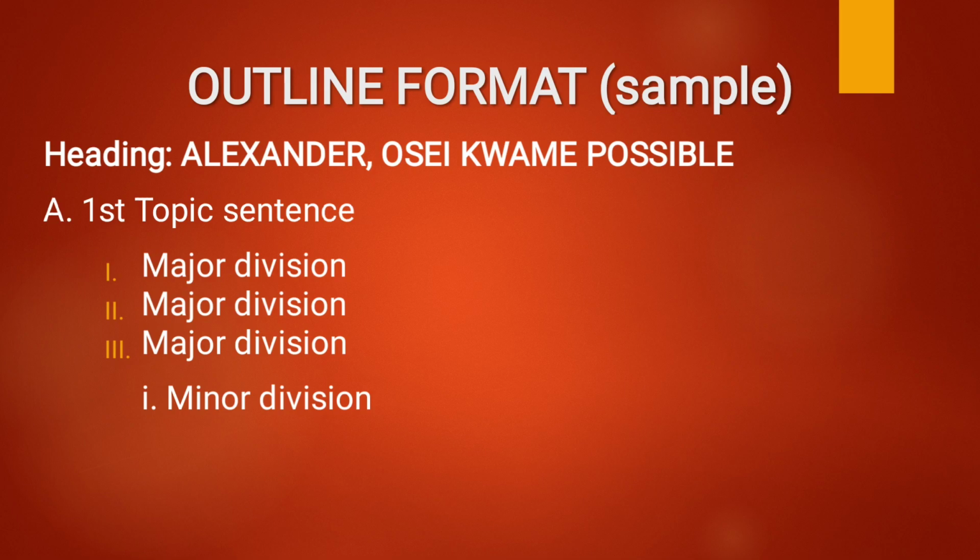Now, this minor division is not just one. Provided it is only one, I wouldn't have numbered it i. I would have used a dash. So now that I've used i, it means that there is another minor division. So the second minor division also will come on the same pattern. Minor divisions. Have you seen it?